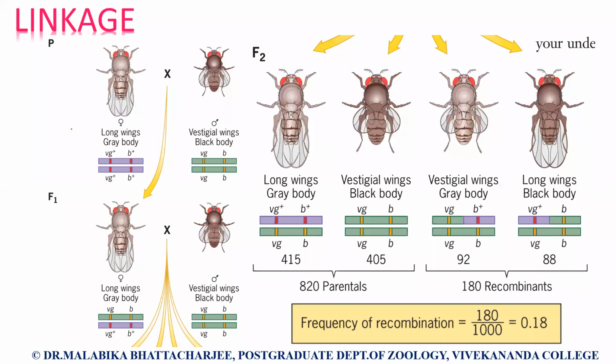Morgan did other experiments, but this is another one, with white eyes and miniature wings. I'll be talking about this particular case in which we are having long gray wings. So this is the gray body, long wings. VG is for vestigial wings, B is for black body.